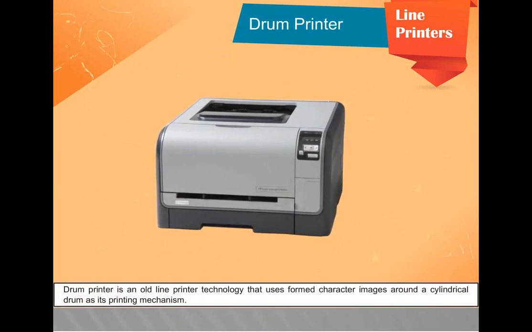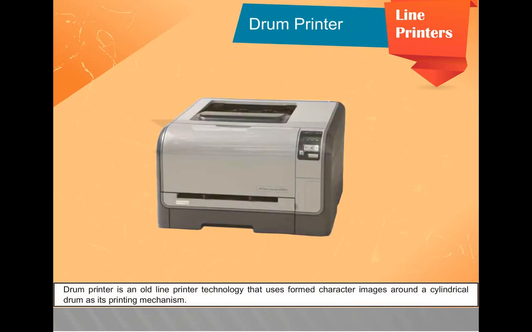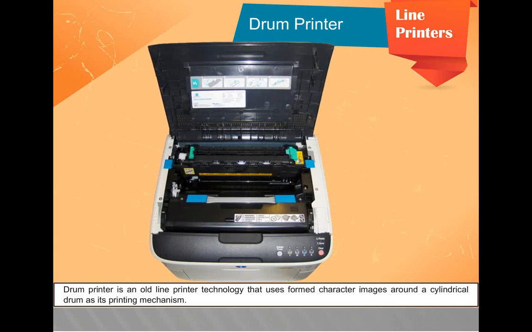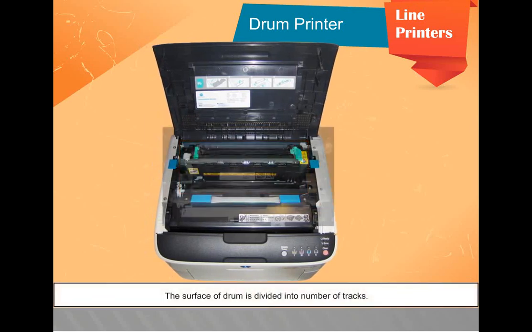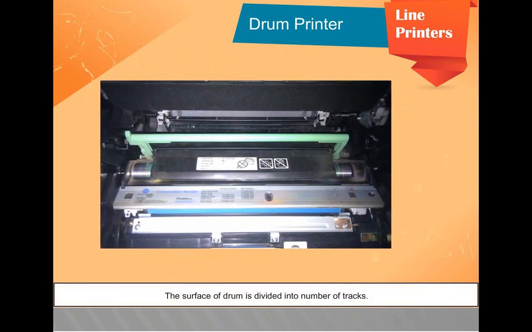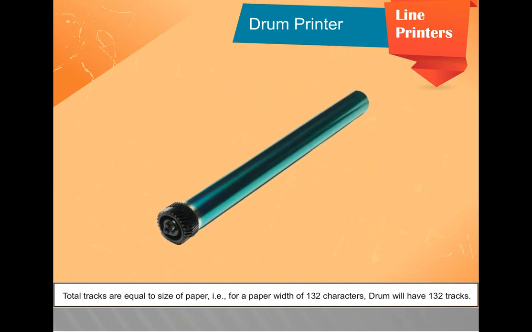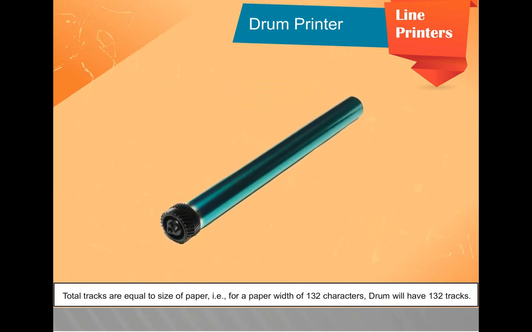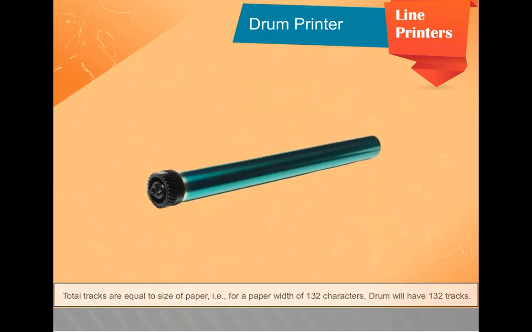Drum printer. A drum printer is an old line printer technology that uses formed character images around a cylindrical drum as its printing mechanism. The surface of the drum is divided into a number of tracks. Total tracks are equal to the size of the paper. That is, for a paper width of 132 characters, the drum will have 132 tracks.